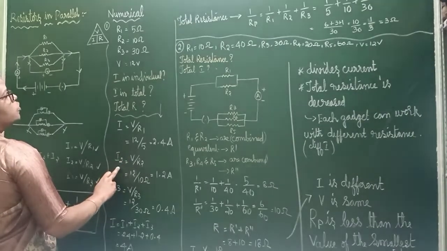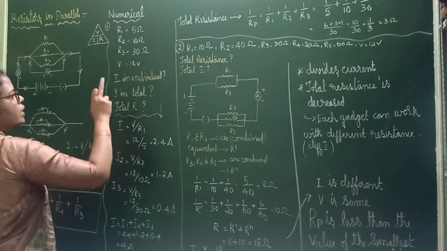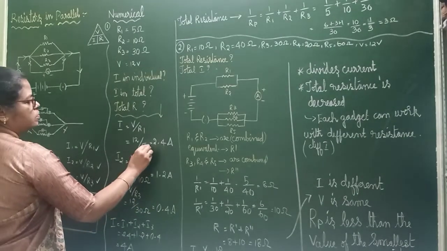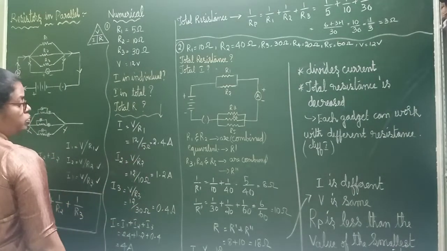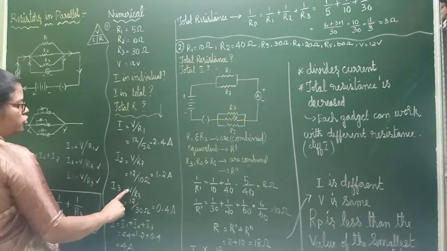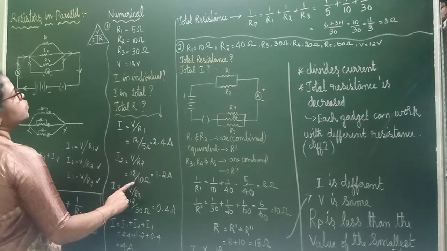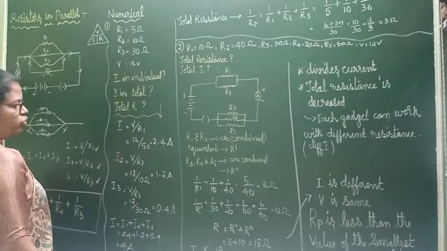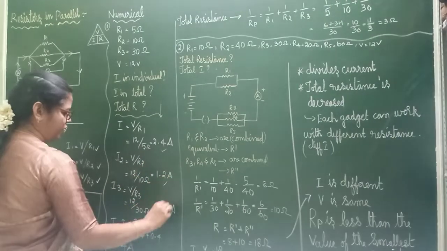Okay. I2 is equal to V by R2. 12 they have given already. So 12 by 10 you will get. This we should be very careful, we should put the unit. Okay. I3 is equal to V by R3. So 12 by 30. You will get 0.4 amps. So this is how we should find it out.